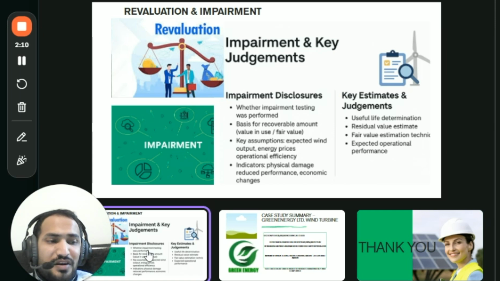Finally, AASB 116 requires a reconciliation schedule of the asset's carrying amount from the beginning to the end of the reporting period. This means Green Energy Limited must disclose opening balances, additions, depreciation, revaluation adjustments, impairment losses, and closing balance. These disclosures ensure transparency and help stakeholders understand the financial impact of the wind turbine on the business.